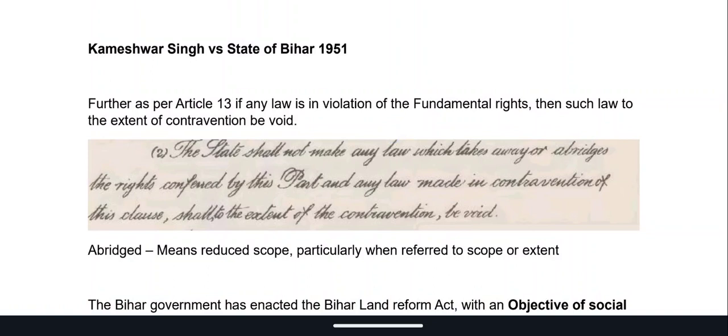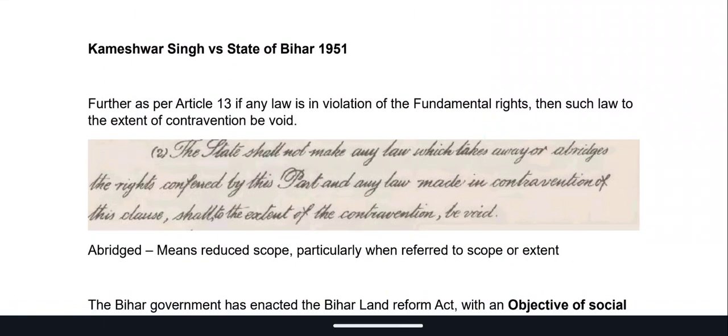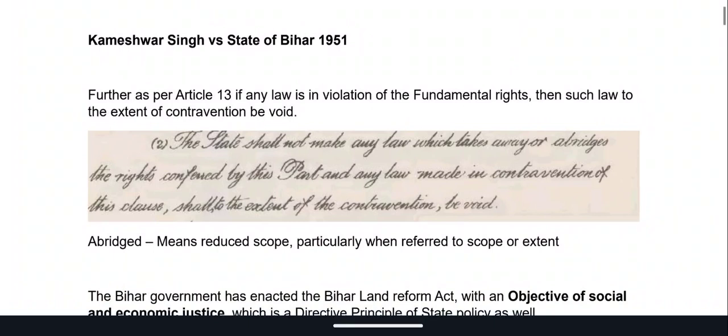Fourth and 17th, you need not worry much. Only the first constitutional amendment we have to consider more. So these aspects we will try to cover in this video, and we will start now. Coming to the analysis, the first case we will start with is Kameshwar Singh versus State of Bihar.